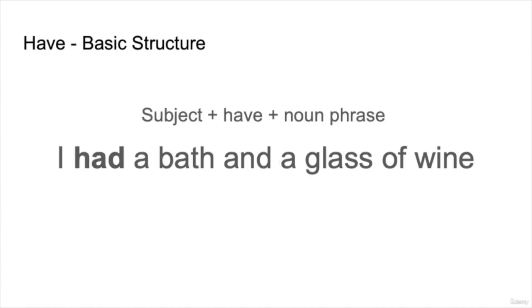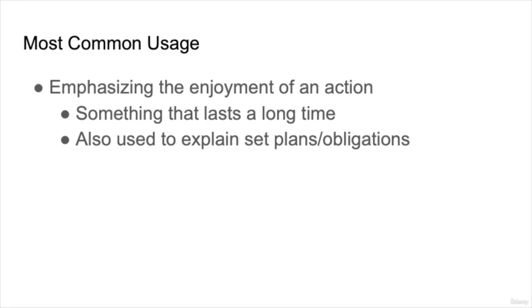And now let's look at have. Again, this is the same basic structure, using a subject, have, and a noun phrase. I had a bath and a glass of wine. We often use have when we are emphasizing the enjoyment of an action we are describing. And it's usually something that lasts a long time. So, having a bath or having a glass of wine in the past example.